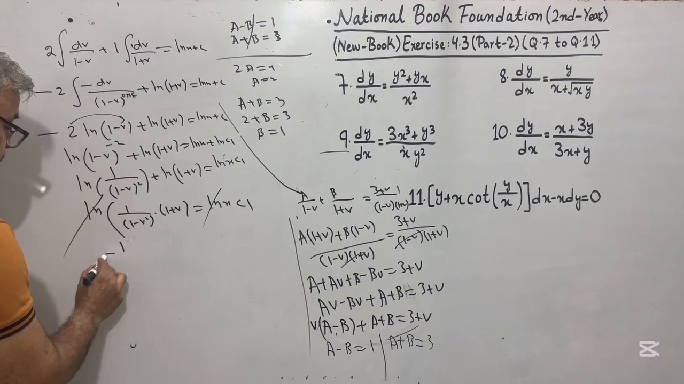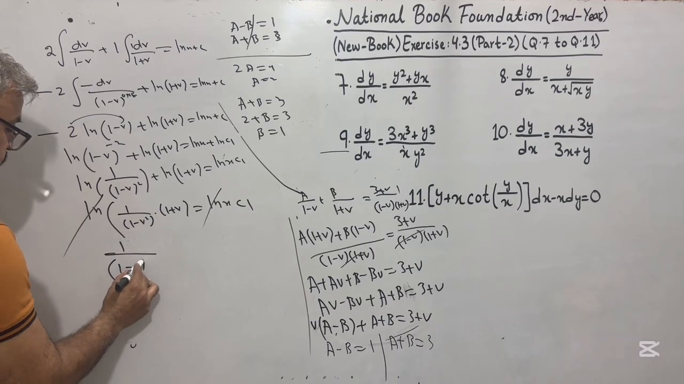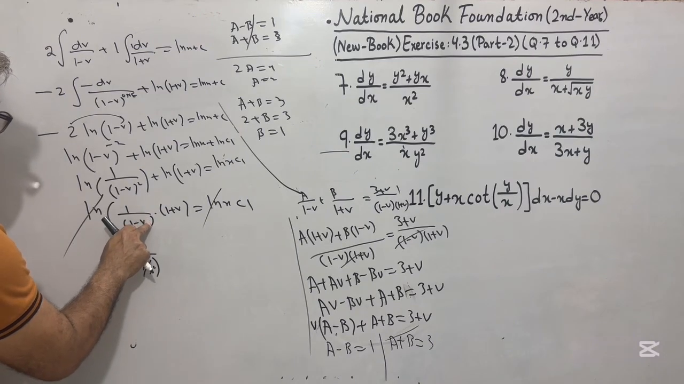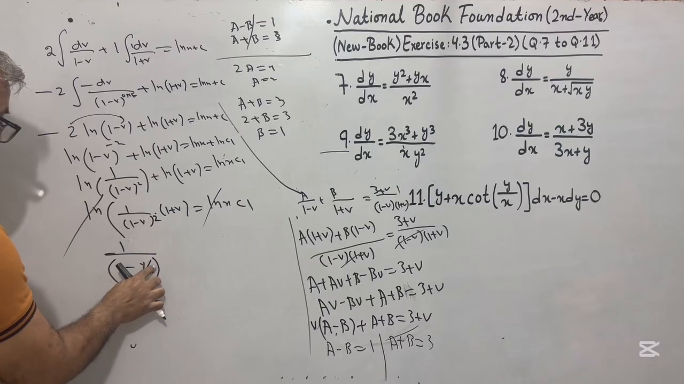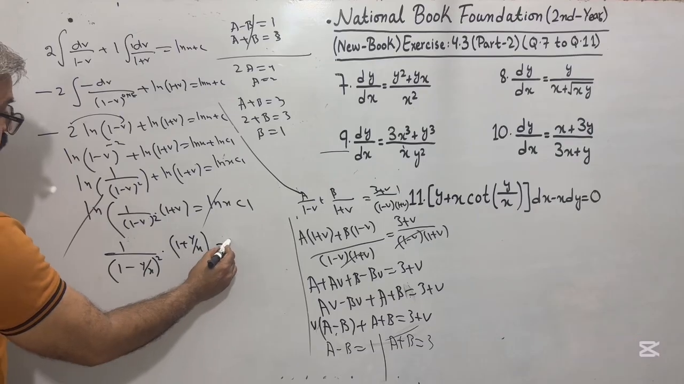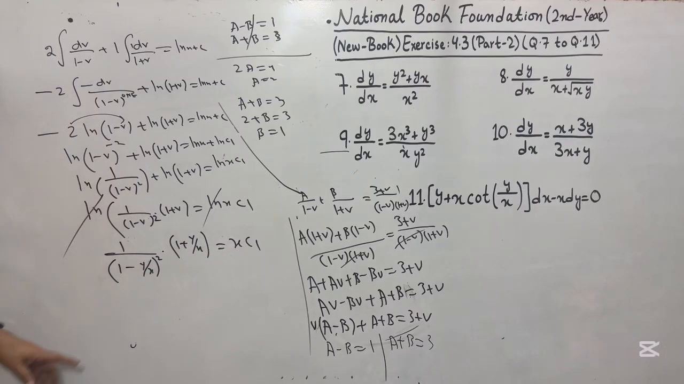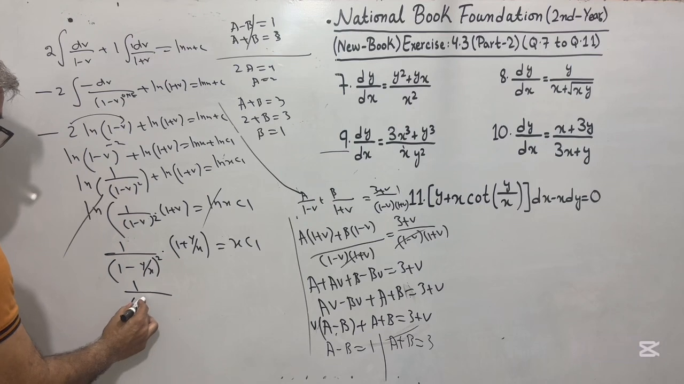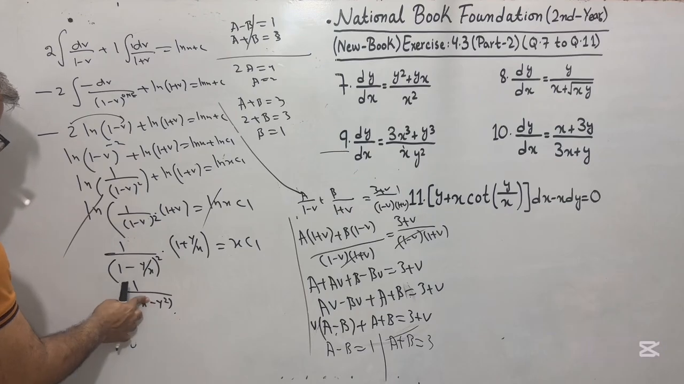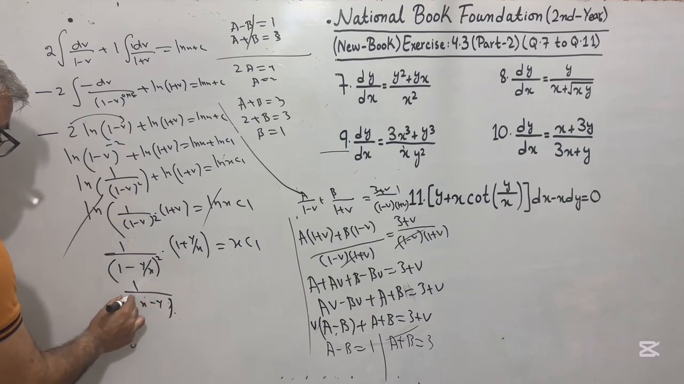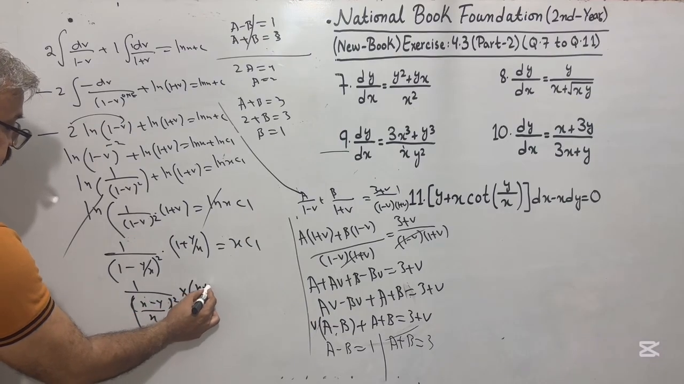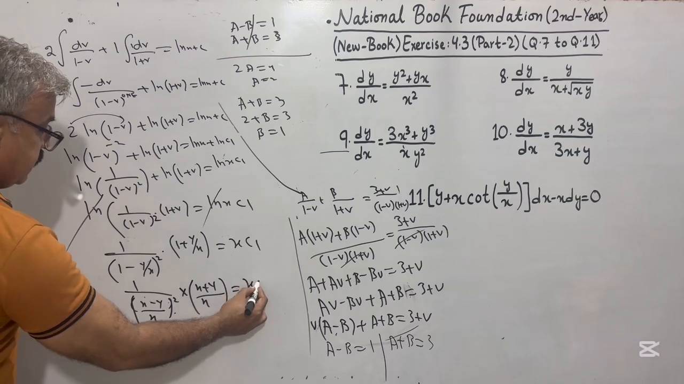We are going to get something like 1 minus V has a square, meaning y square over x square. Sorry, it has overall square, if I am not wrong. Okay, cool. 1 plus y over x is equal to x times c1. Okay, taking LCM, it will become x square minus y square. If I write only x and y, this is overall square. Okay, cool. Times x plus y divided by x is equal to x times c1.